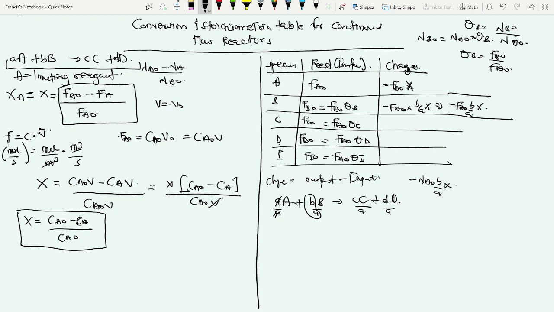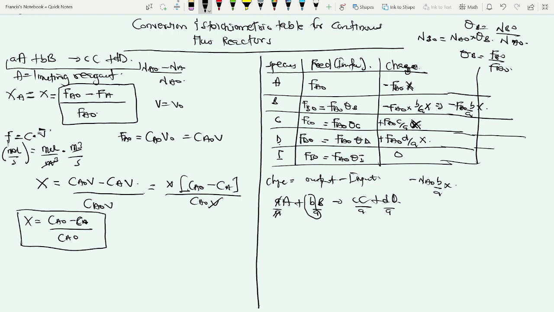And for C, because it's a product, it's going to be positive. So FA naught c over a times the conversion. And for D, FA naught d over a times conversion, positive because they are products. And for the inert, what is entering will be the same as what is coming out, so the change is 0. Right? Inert means it doesn't take part in the reaction.